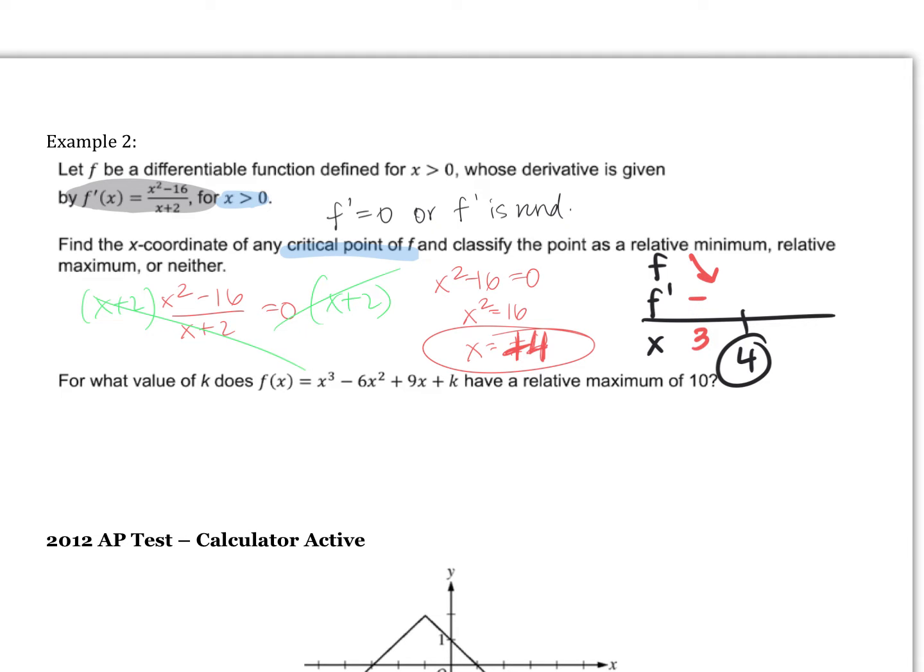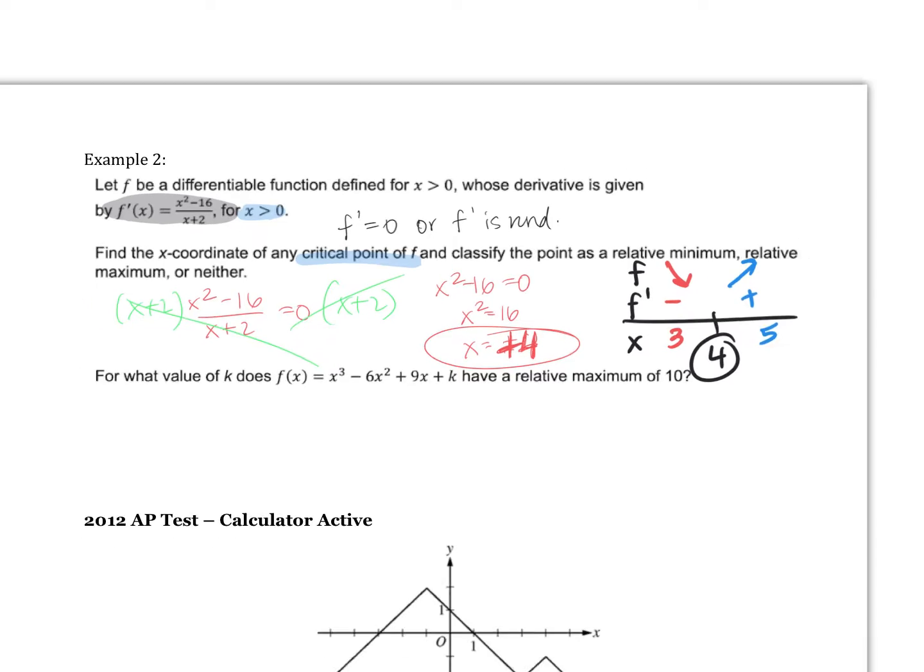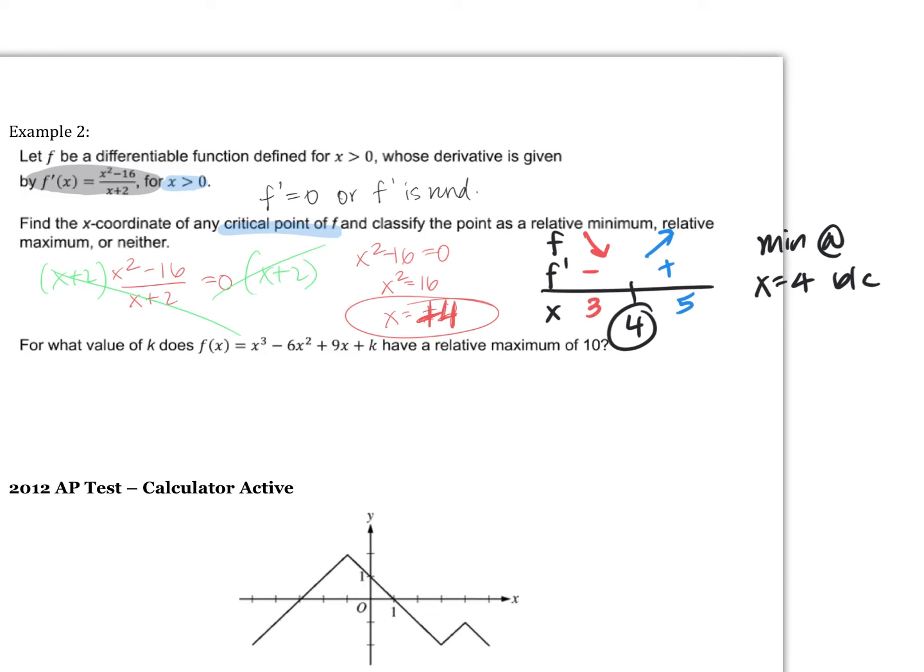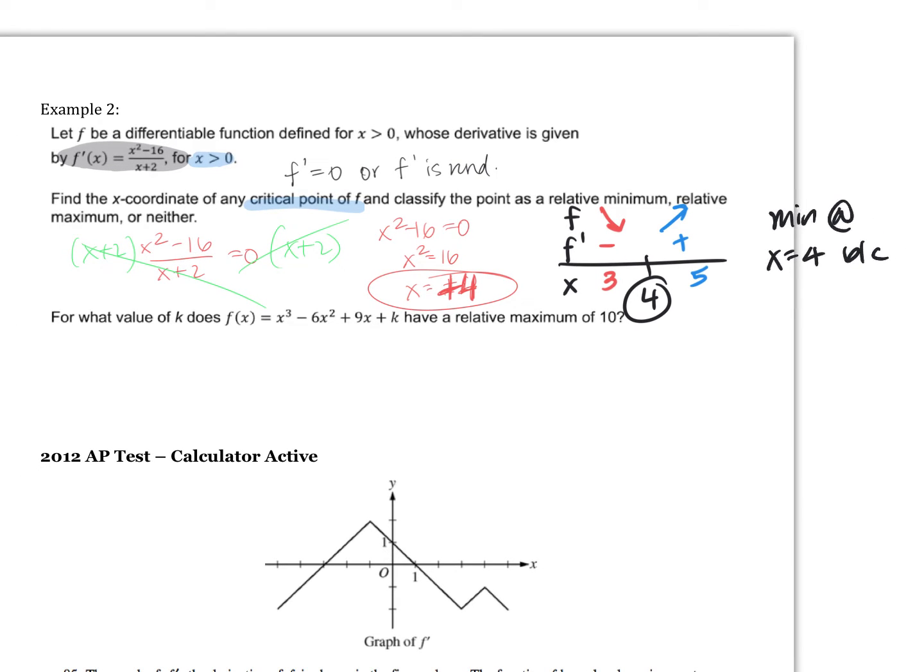What's a number bigger than 4? 5, sure. If I used a 5, what would be up top? Positive over a positive is positive. What do we have at 4? So all we're going to say is we've got a min at x equals 4, because f prime changes from negative to positive.